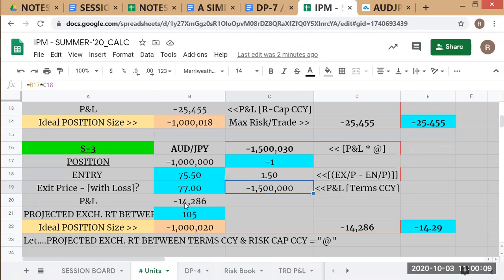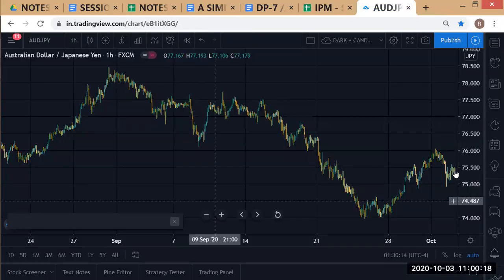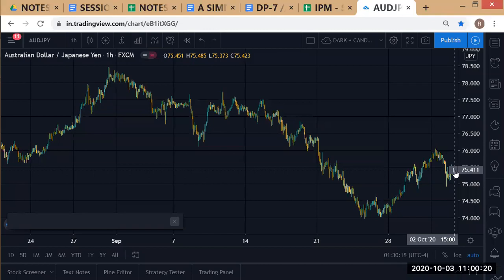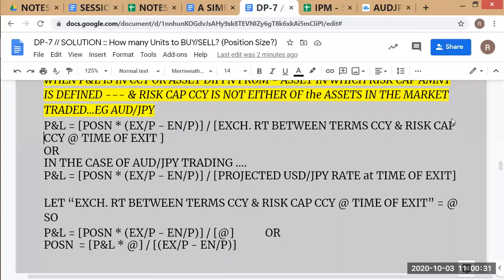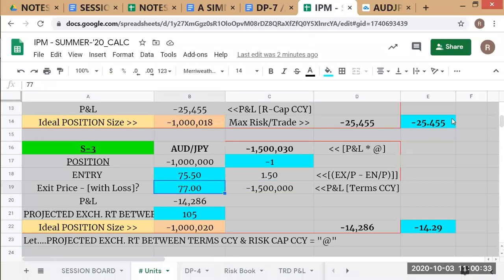That I don't know. And actually that is not possible to model accurately to the exact point, because there is no way to be able to predict what will be the dollar yen exchange rate at the time that the Aussie yen hits 77. Are you guys following what I'm saying? That's why it says projected.